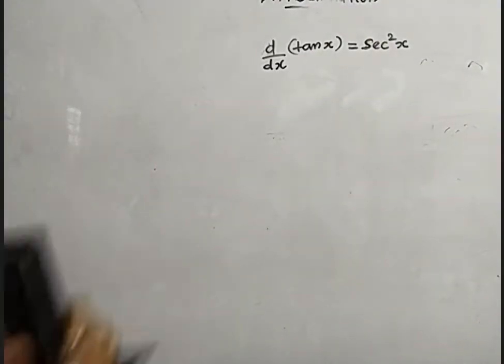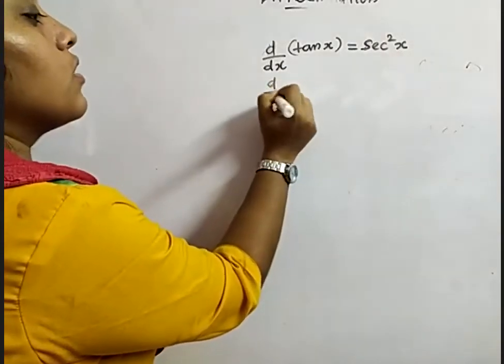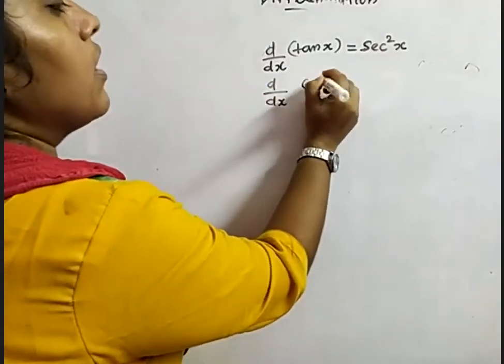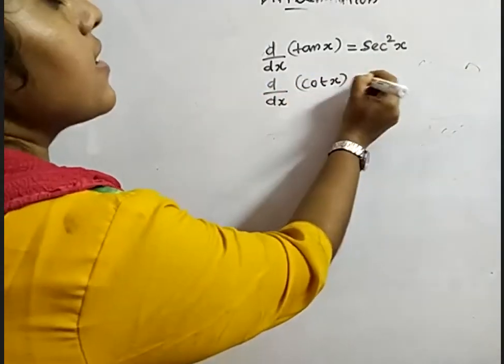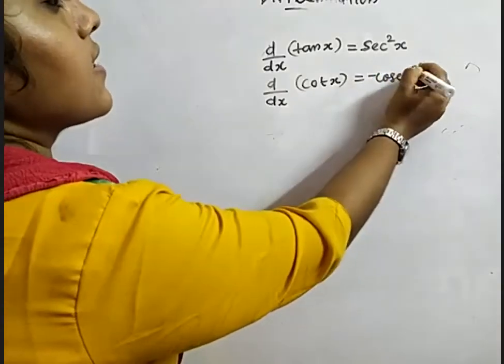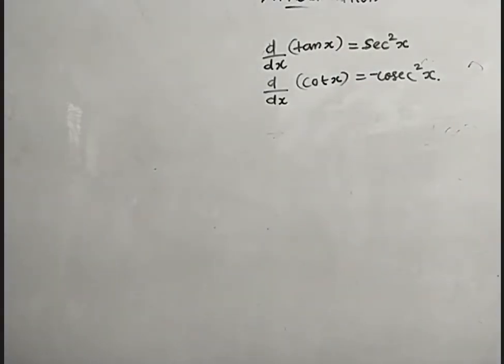Now d by dx of cot x. Those who don't know, please note down. The derivative of cot x is minus cosec square x. All these things you need to learn by heart, then only you'll be able to solve the problems. Okay. So minus cosec square x.